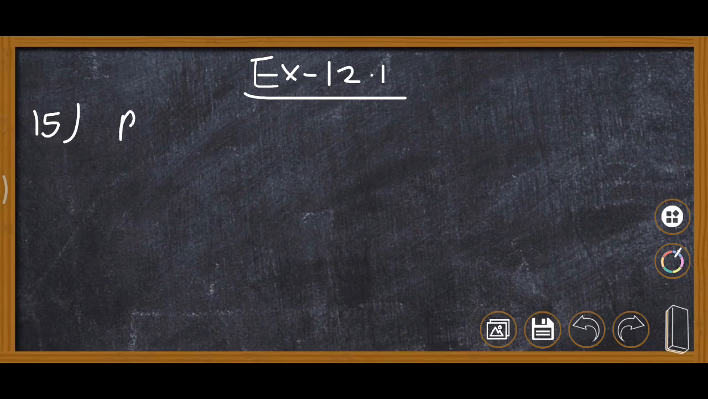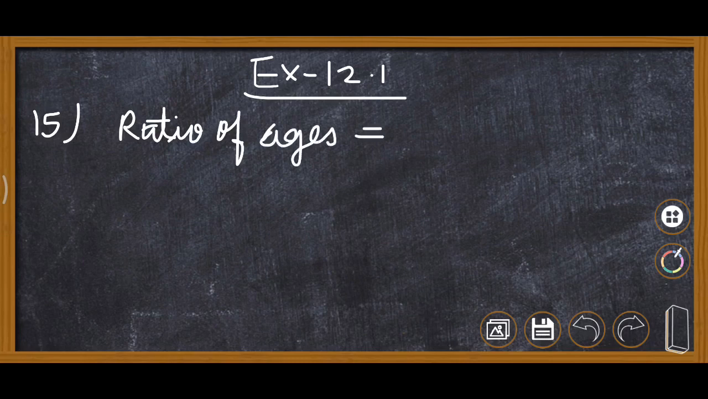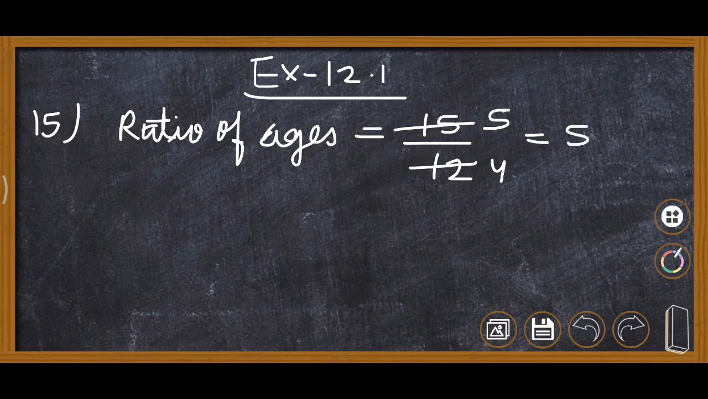So the ratio of ages, and this ratio we are finding is Shreya's age to Bhumika's age. Then here we will write 15, this is 15 years old Shreya, and Bhumika is 12 years old. Now we will divide this by 3, 3 5s are 15, 3 4s are 12, so this is 5:4.